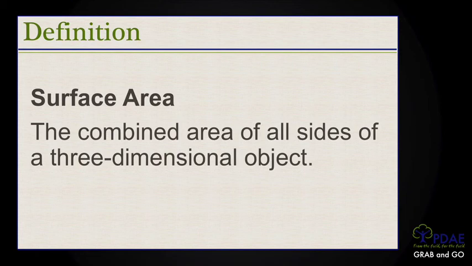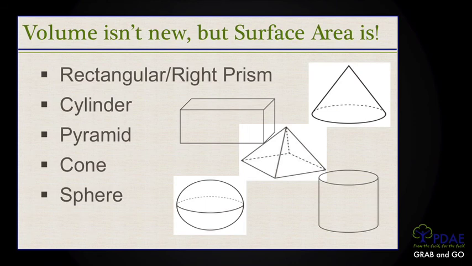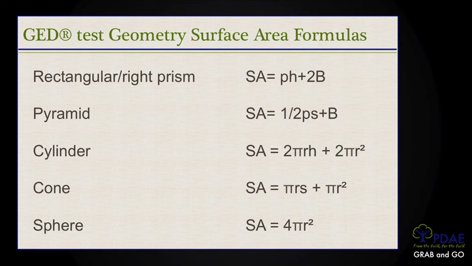Surface area. Surface area is defined as the combined area of all sides of a three-dimensional object. Volume isn't new, but surface area formulas are new on the GED 2014. In particular, the rectangular right prism and the cylinder. Here are the formulas. You have an official formula page from the GED Testing Service attached to this handout. So if you have printed that out, you'll be able to have all the formulas.